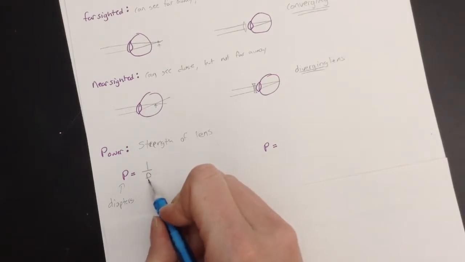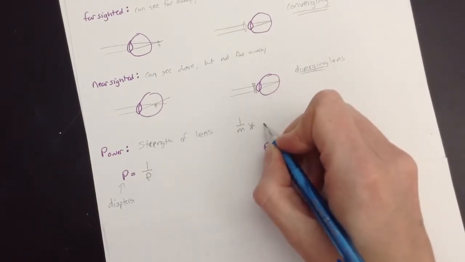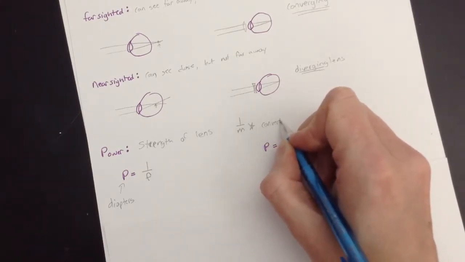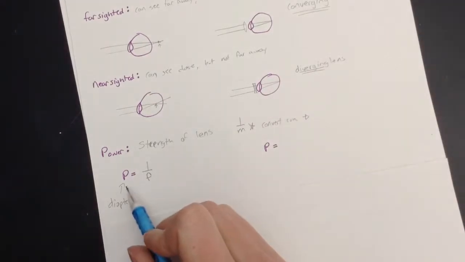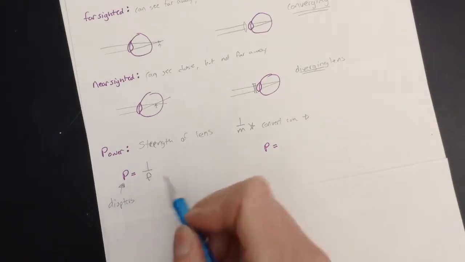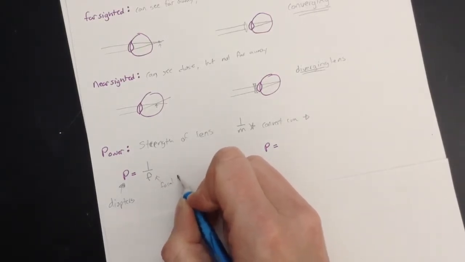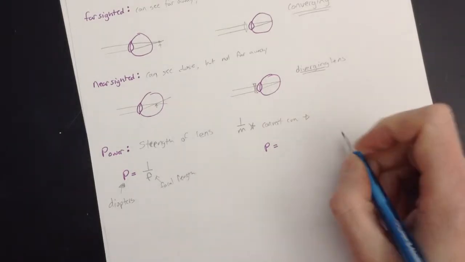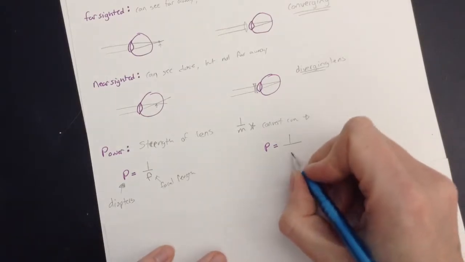Diopters is the unit that they measure, and it's 1 over a meter. So we've got the focal length here, being 1 over meters. You're going to have to convert centimeters to meters to be able to use them in here. So we've got 1 over meters, and this is the focal length of the lens.